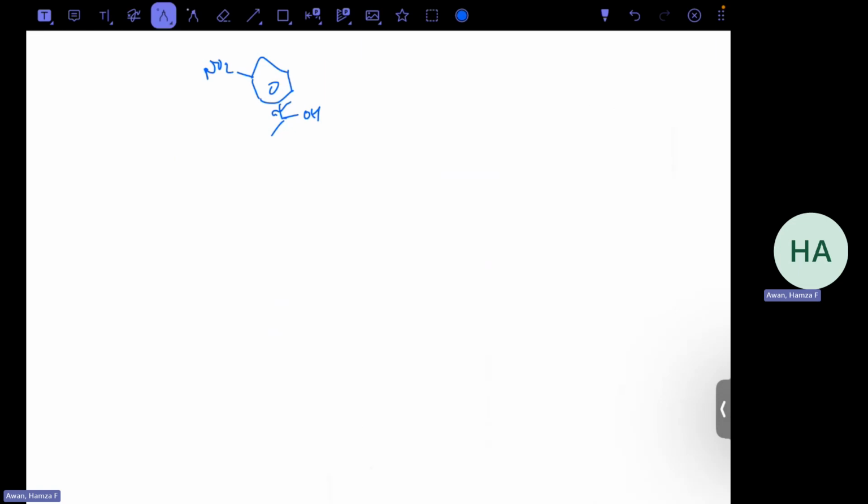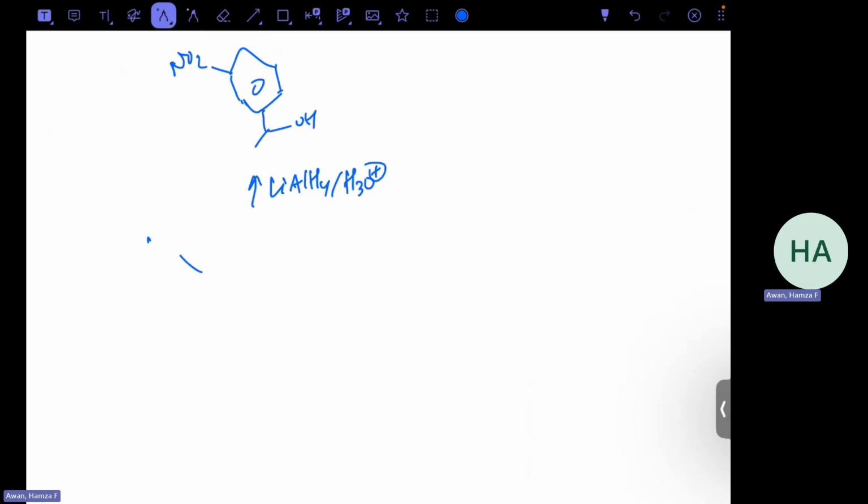We can use instead LiAlH4, then H3O plus. What this will do is cause a ketone to instead become an alcohol, right? So we have an alcohol here, so we'll start with a ketone, 2, meta position. So now it is a ketone.